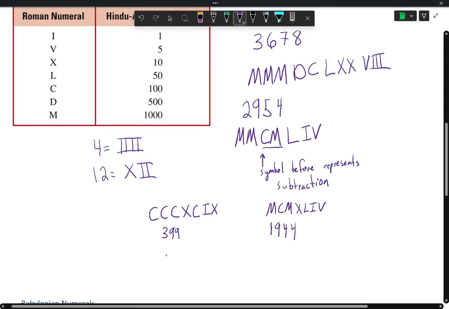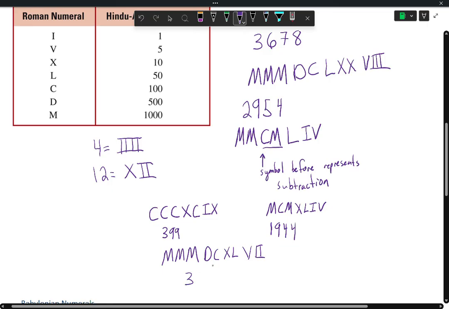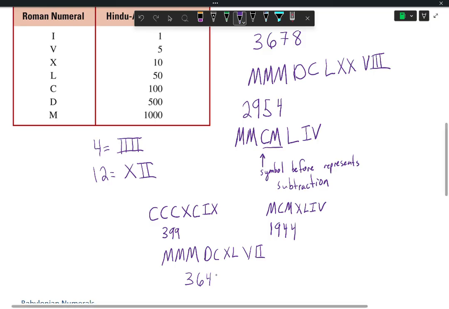Oh, let's do one last number just for funsies. So we want to break this down by place values. I see 3,000. DC is 600. It's 500 plus 1 more 100. XL is 10 before 50. And then VII is 5 plus 2 more, which is 7.